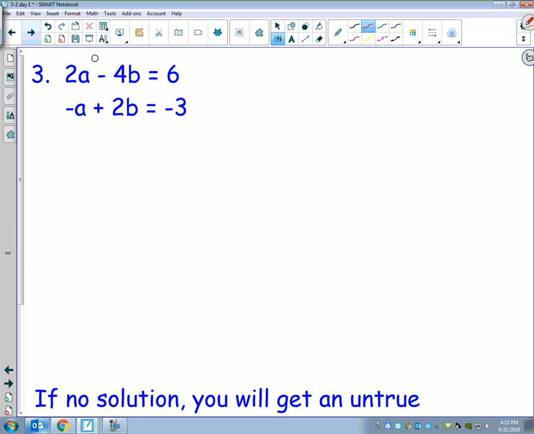So we're going to leave this one. You could go ahead and start thinking about which letter you want to solve for. And we'll do this one in class so we can do a substitution together.